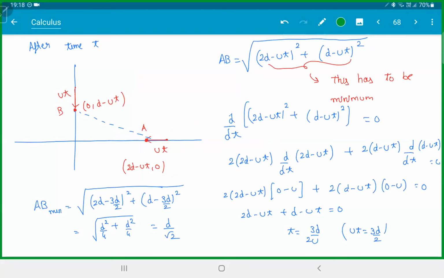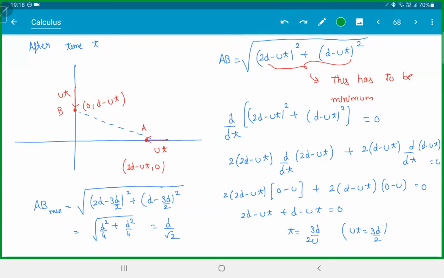So what I did: after time t, I found the new positions. B must have traveled ut downward, A must have traveled ut on the left. So the coordinates become 2d minus ut for A and d minus ut for the y coordinate of B. Then I used the distance formula, x2 minus x1 whole square plus y2 minus y1 whole square. Then I got the distance. Then I differentiated it, and then I put it back down. Once you got this, question is over. It is just maximum minimum. Check.